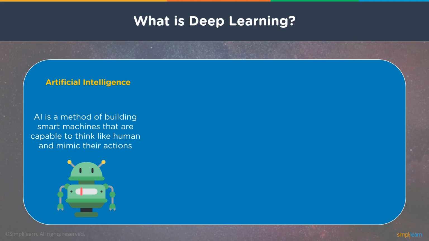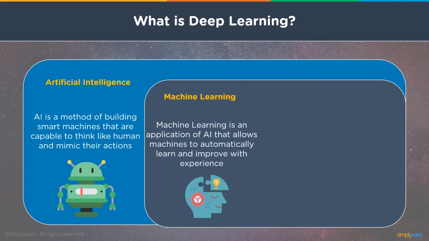Now, a subcategory of artificial intelligence is machine learning. Machine learning is an application of AI that allows machines to automatically learn and improve with experience. There are a lot of tools out there to use with machine learning, and you'll see linear regression models and things like that. They're much more common when dealing with straight numbers. And there are other models that just do basic math functions quite well.